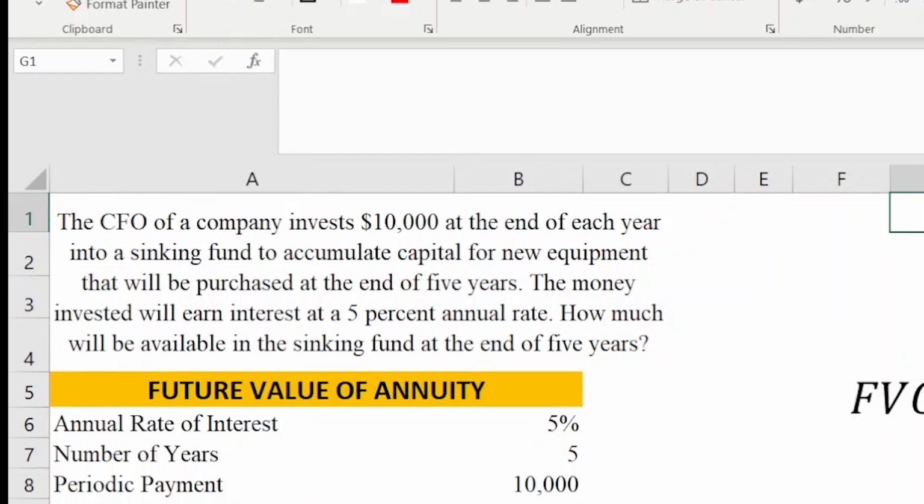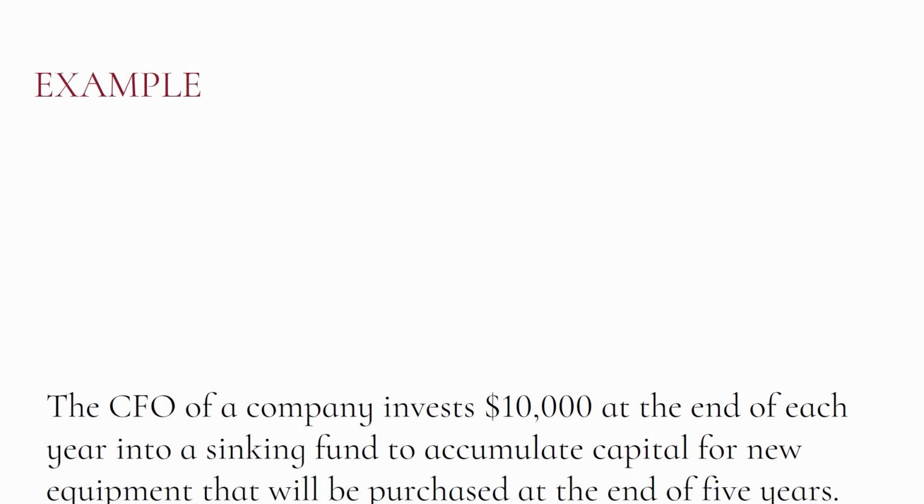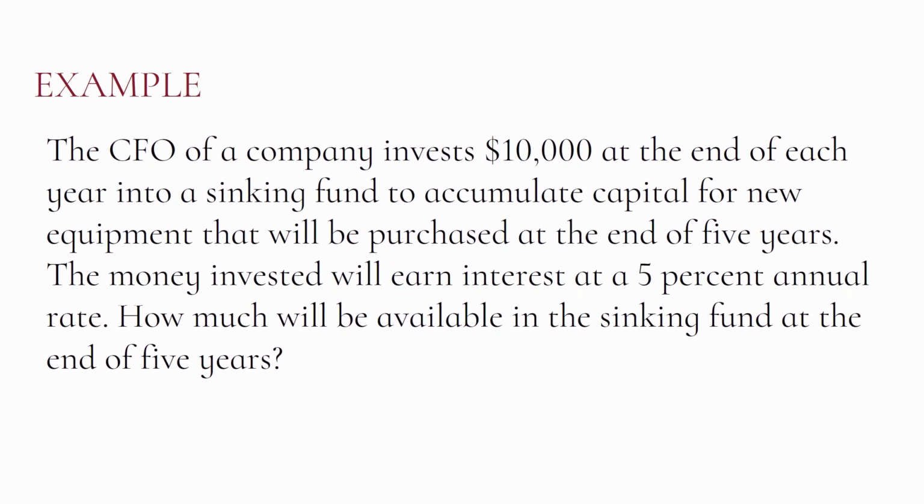This is the formula that we can use to calculate the future value of the ordinary annuity, that is equal to cash flow times ((1 plus i) raised to power n minus 1) divided by interest rate. So the example is: the CFO of a company invests $10,000 at the end of each year into a sinking fund to accumulate capital for new equipment that will be purchased at the end of 5 years. The money invested will earn interest at a 5% annual rate. How much will be available in the sinking fund at the end of 5 years?